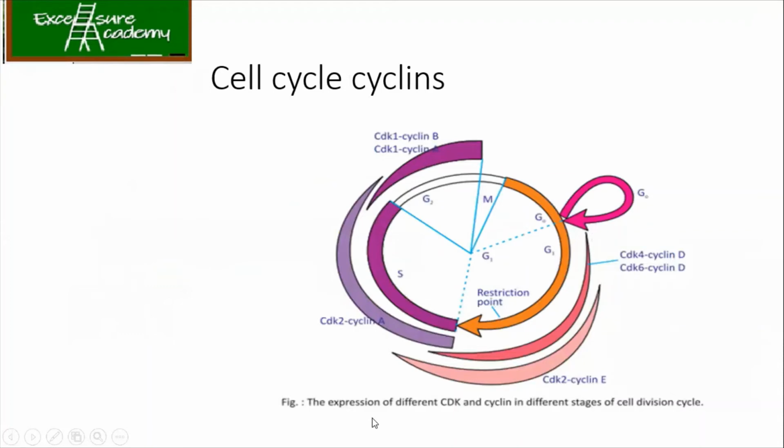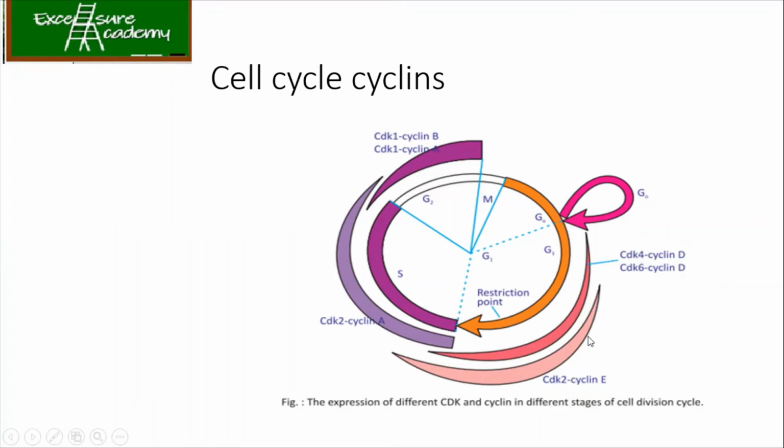Same thing. Okay, same thing with respect to the CDKs we have given here. So if you see at the G1 phase, okay, we have got CDK4 and CDK6 along with the cyclin D. Correct. As the restriction point approaches, your cyclin E gets activated along with the CDK2. So this is for your S phase.